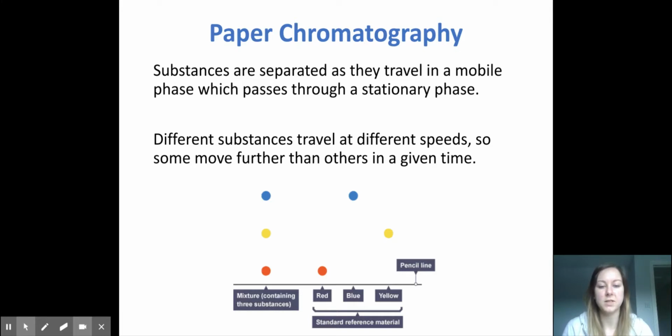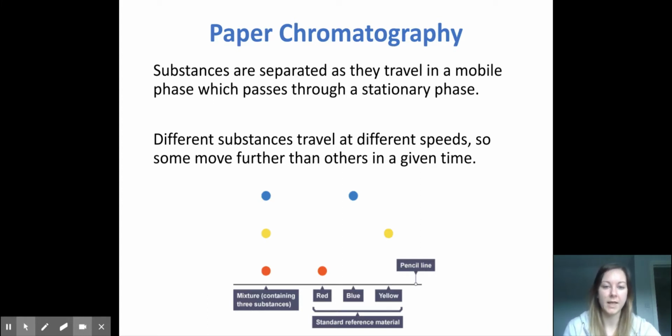The mobile phase is going to be the material, like the solvent. Sometimes we use water, sometimes we use ethanol, sometimes we use mixtures, and that is going to travel up the paper. Now that's why it's called the mobile phase, because it moves, it travels up the paper, and with it, it will separate the different substances out based on one, how big the molecules are, and two, their polarity as well. So that is how they are able to separate substances.